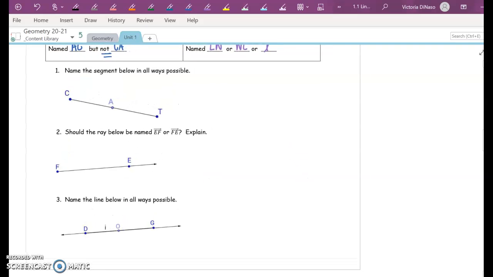Go ahead and practice numbers 1, 2, and 3. You're going to name this segment in all possible ways. There are 2. You're going to figure out which way the ray can be named. And then finally, you're going to name the line in all possible ways. And there are 7 ways to name this line. Go ahead and pause the video and name each segment, ray, or line in all possible ways.